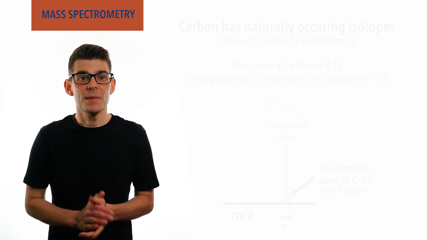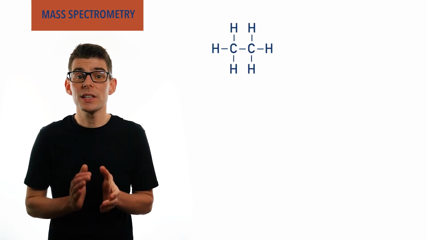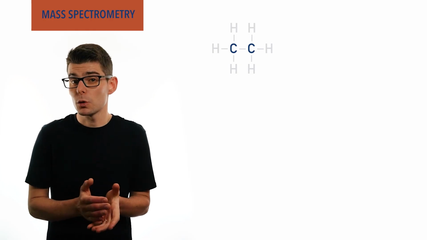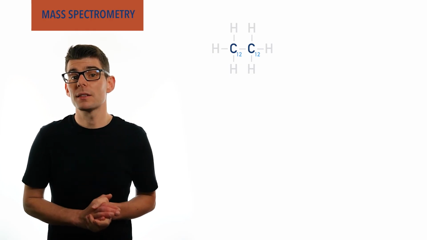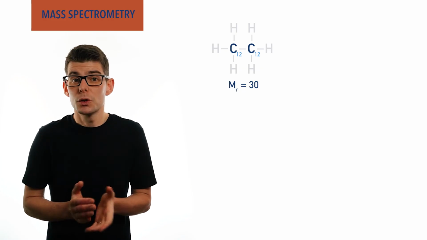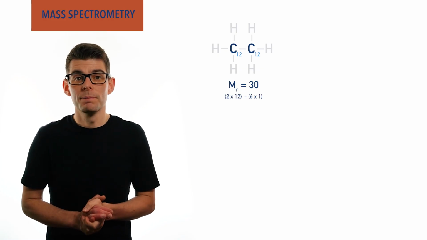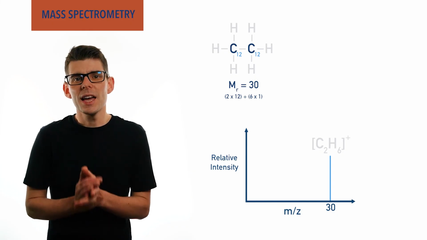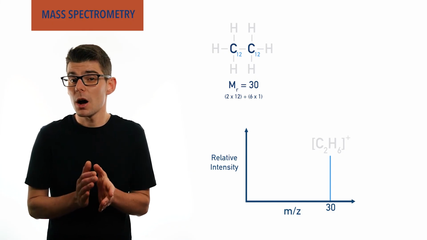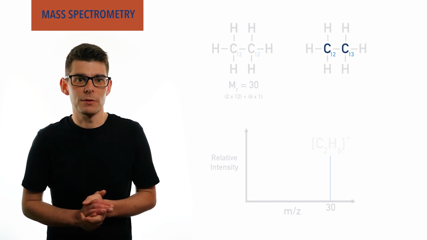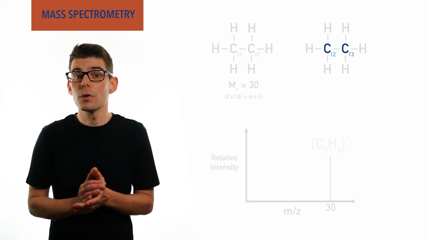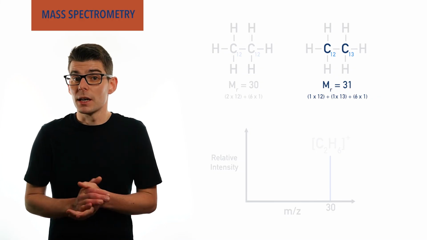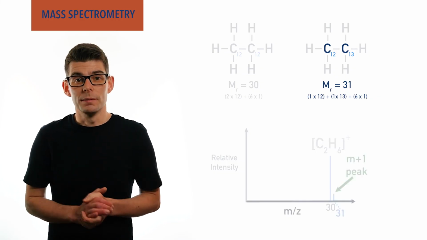For example, ethane, C2H6, has 2 carbon atoms in. If both of these atoms are the carbon-12 isotope, the relative mass of each molecule is 30, 2 times 12 plus 6 times 1, giving a molecular ion peak at 30. However, if one of these carbon atoms was a carbon-13 isotope with a relative mass of 13, then now the relative mass of that molecule would be 31, giving a molecular ion peak at 31.